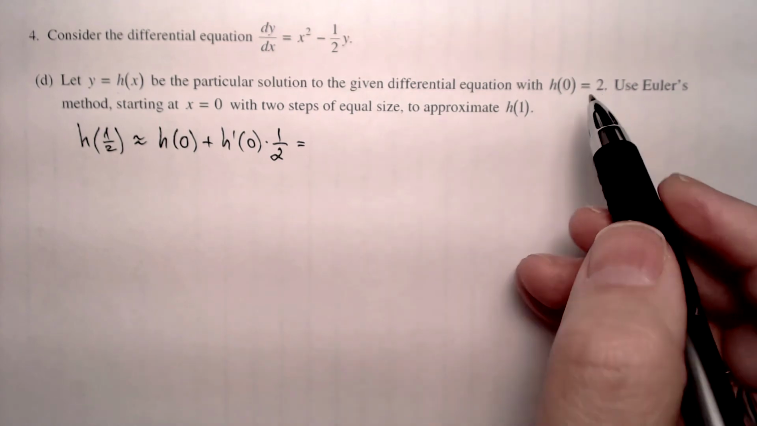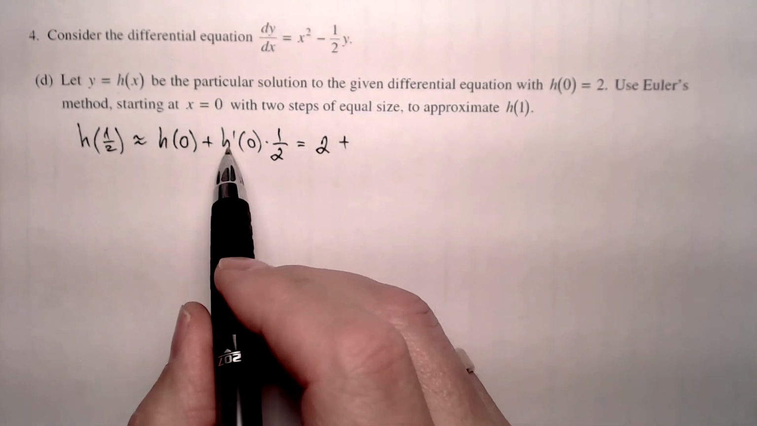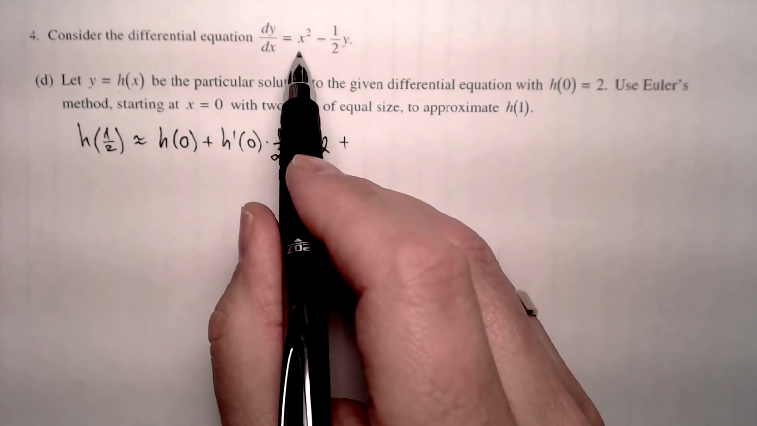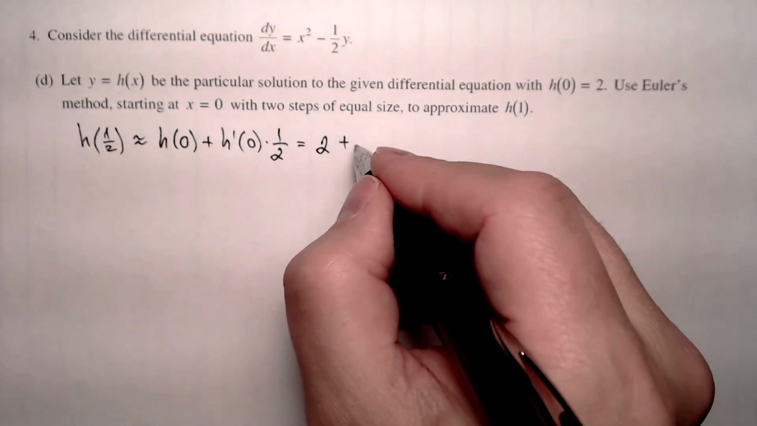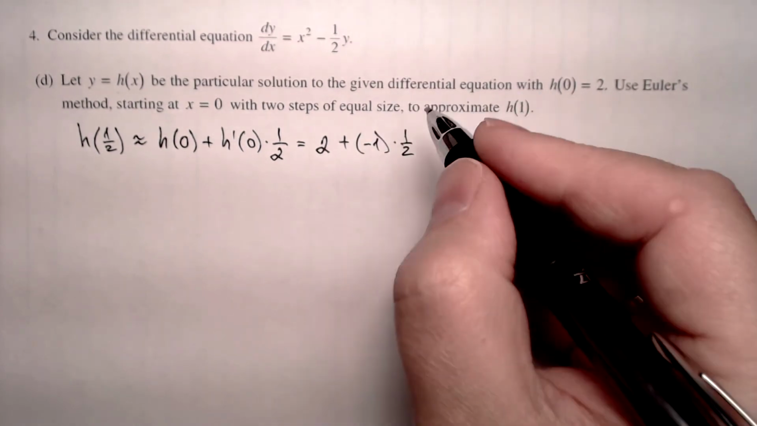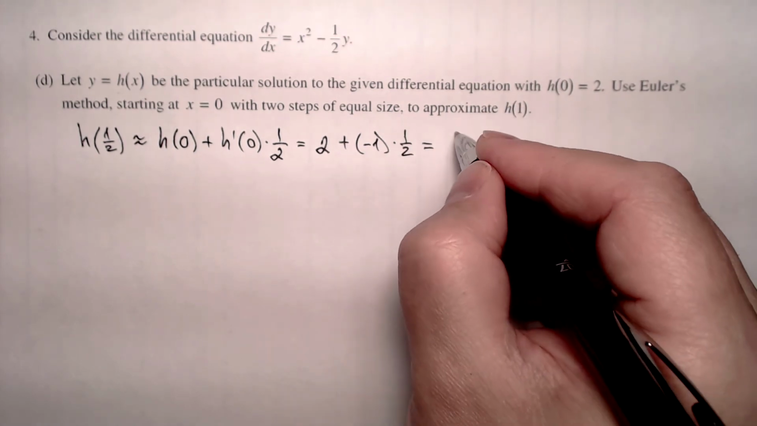h of 0 is 2, so this is equal to 2, plus h prime of 0, let's plug in those values here, is going to be 0 minus 1/2 times 2 is -1, times the step 1/2, which is equal to 2 minus 1/2, 3/2.